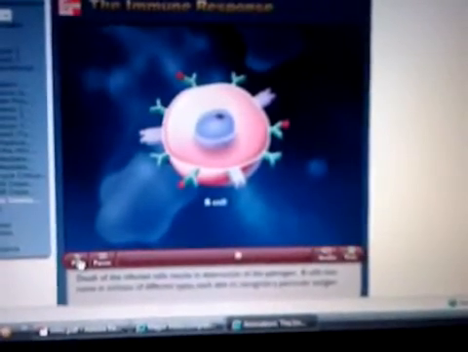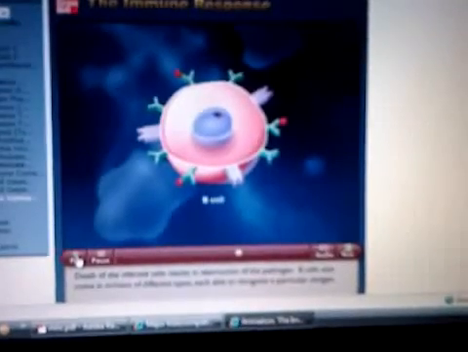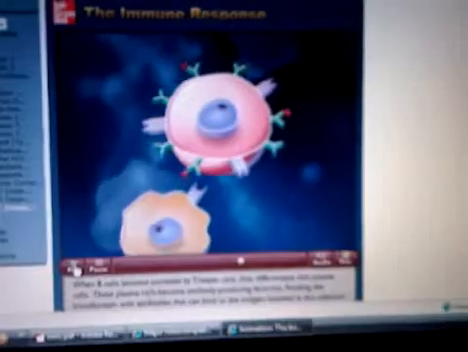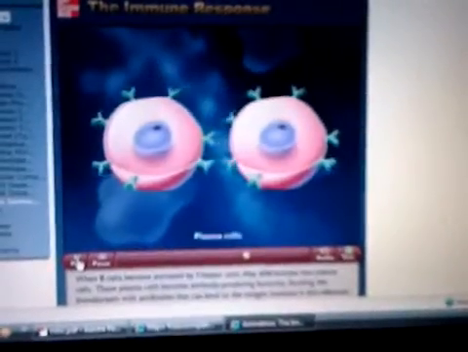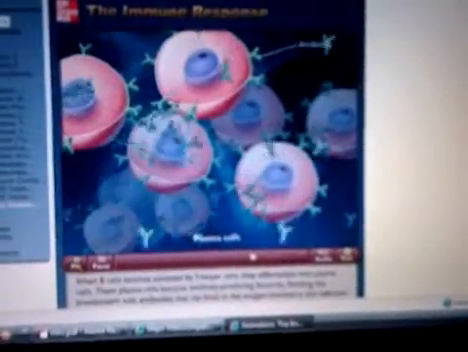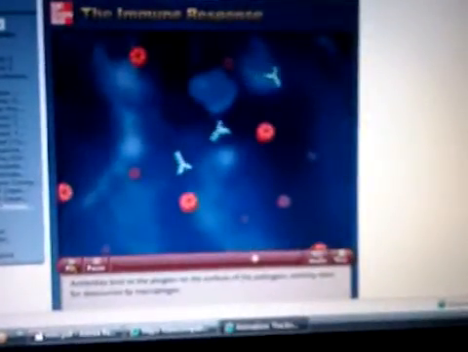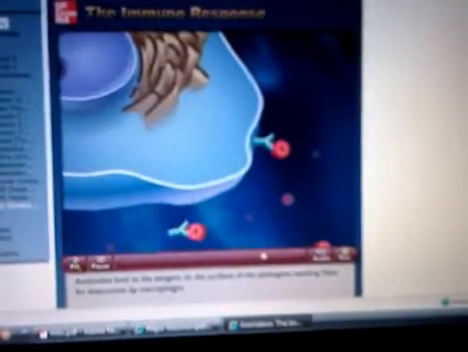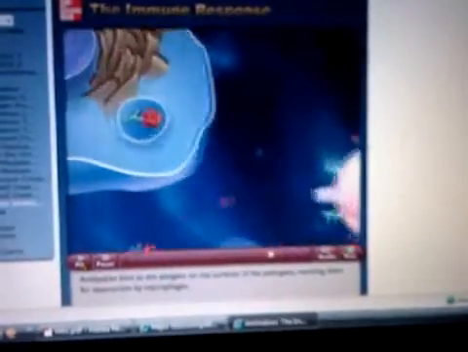B cells also come in millions of different types, each able to recognize a particular antigen. When B cells become activated by T helper cells, they differentiate into plasma cells. These plasma cells become antibody-producing factories, flooding the bloodstream with antibodies that can bind to the antigen involved in this infection. Antibodies bind to the antigens on the surfaces of the pathogens, marking them for destruction by macrophages.